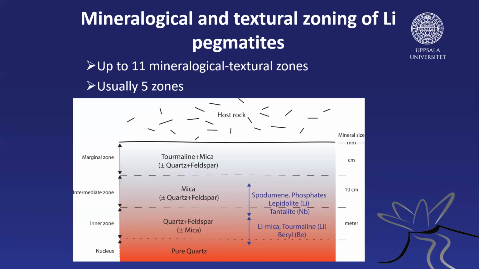And finally, the last zone, named the marginal zone, we have tourmaline and mica, a bit of quartz, and feldspar. So pegmatites in general are complex bodies. We have a lot of weird mineralogical associations, and usually we find in them a lot of interesting metals.